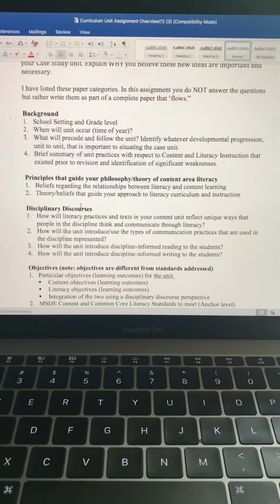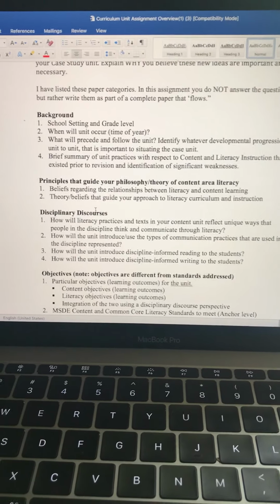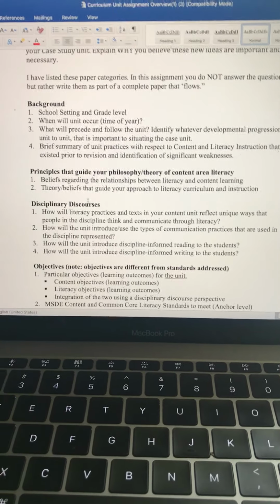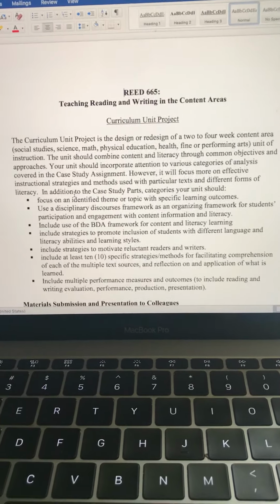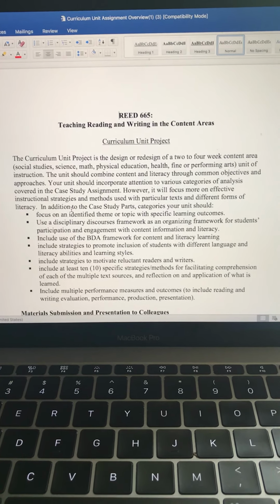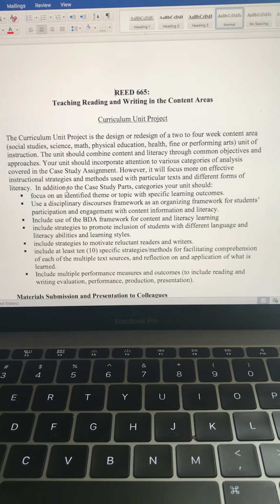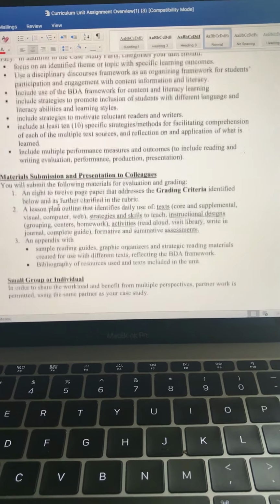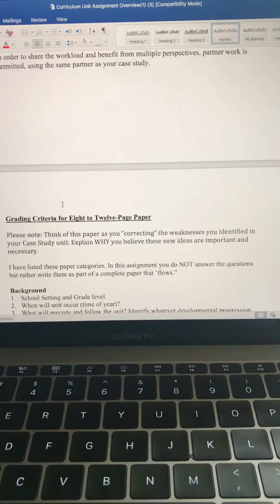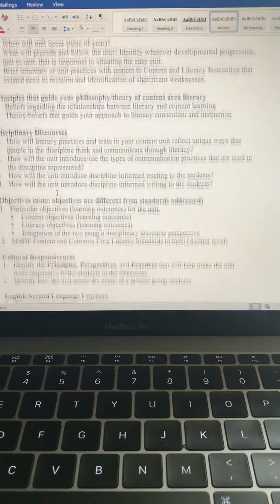Now, following that is the curriculum unit. Keep in mind, I did not mention much in the last video about math, but you do have other options in terms of units that you could revise. It does say social studies, science, math, phys ed, health, or fine or performing arts. So that's totally up to you. It just is according to what you have at your fingertips.